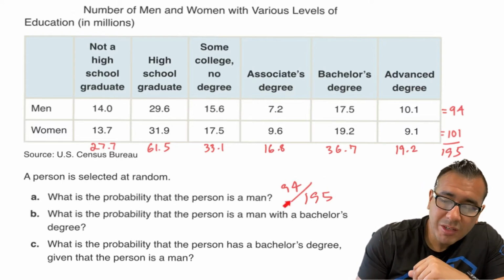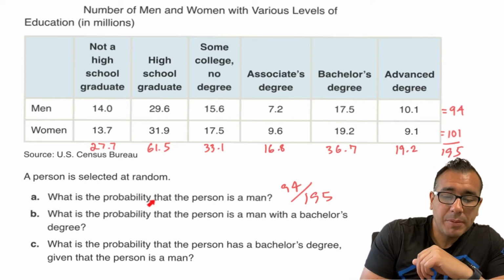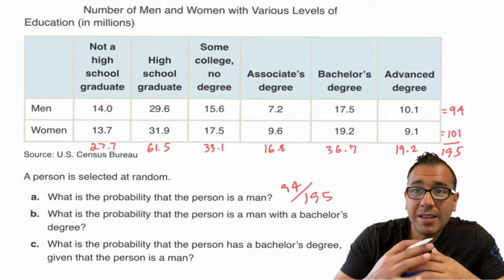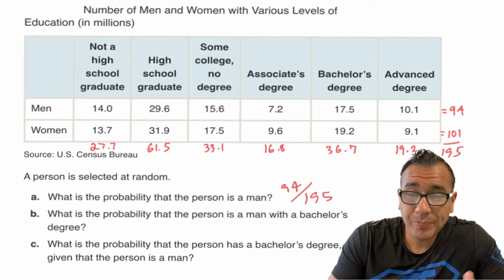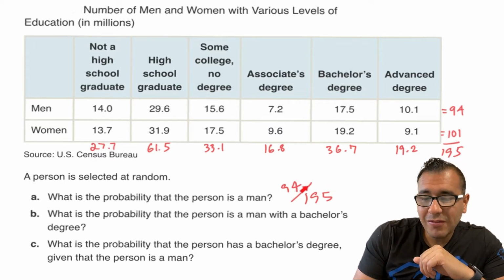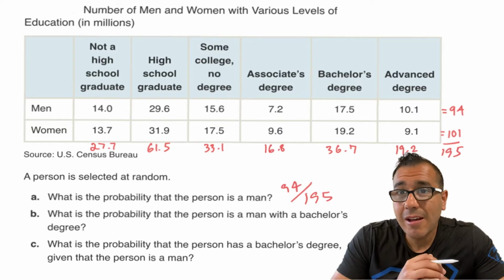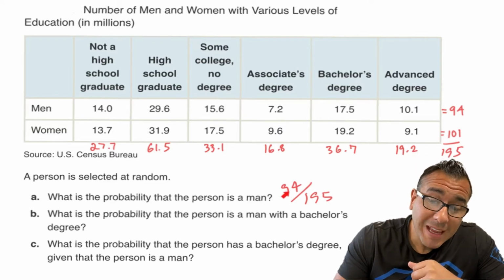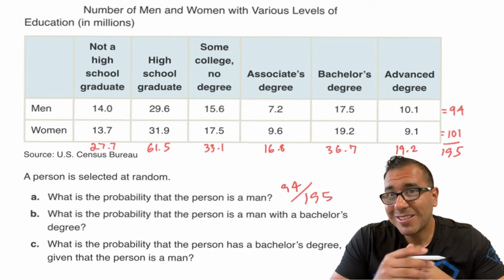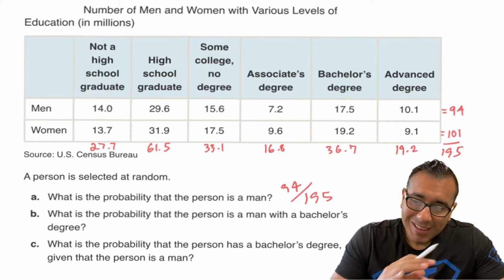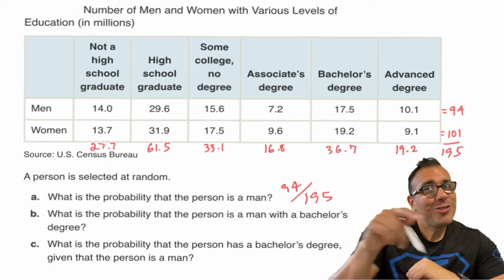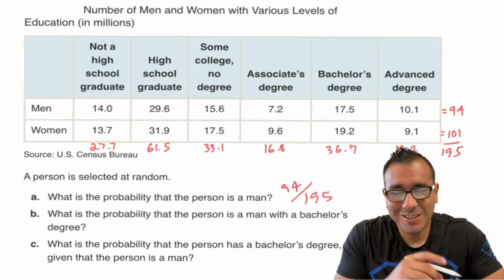So this proportion describes the probability that the person was a man. Remember, the number on top is what we're actually looking for, out of the grand total. When you divide this in your calculator, make sure you put that 94 first and then divide it by 195, because a lot of people make that mistake. And if your answer is greater than 1, you know you messed up somewhere. So be careful.